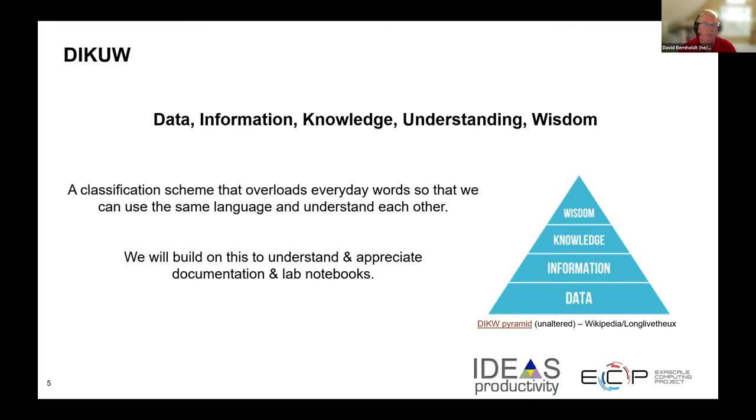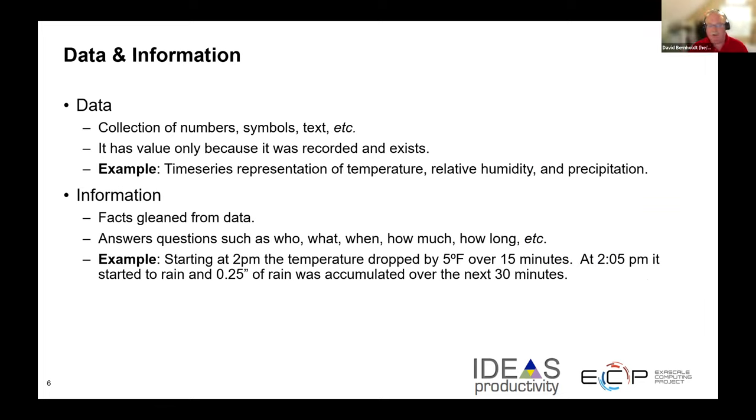And so we want to talk a little bit about those specific meanings for the purpose of these discussions. When we're referring to data as a term, we mean a collection of numbers, symbols, text, things like that. It has value to us only because it's recorded. Somebody's gone to the trouble to write it down, basically. An example of data might be a time series representation of temperature, relative humidity, and precipitation readings at your home.